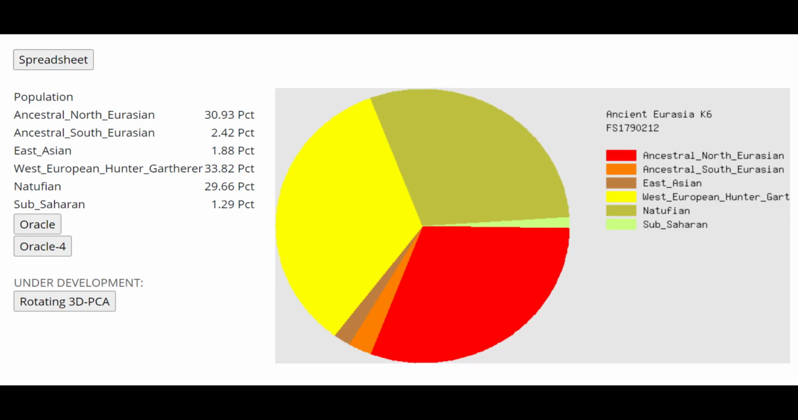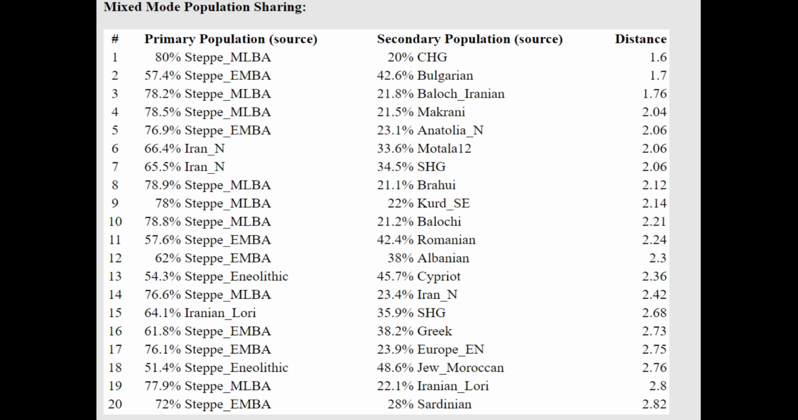And here with Ancient Eurasia KC, you see the numbers are different even here. She's less Natufian, she's more West European hunter-gatherer, and she's less ancestral South Eurasian than the previous individual. She's also, I think, less ancestral North Eurasian as well. So she's just more European than the previous individual. And still getting modeled as a mixture of Steppe, Middle-Late Bronze Age, plus Baloch or Makrani, but the proportions are all the way different. For the previous individual, it was 70% Steppe MLBA plus 30% Baloch. Here it's 78 and 21, so it's a different proportion, right?